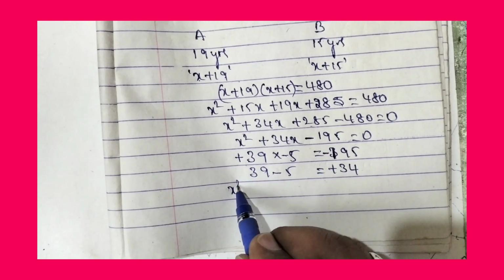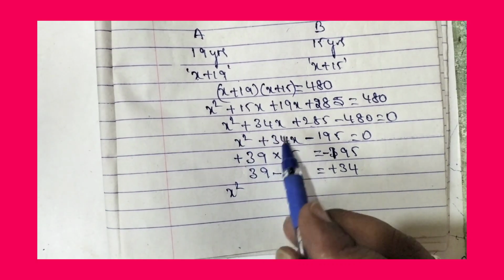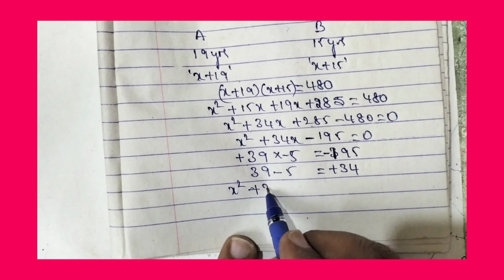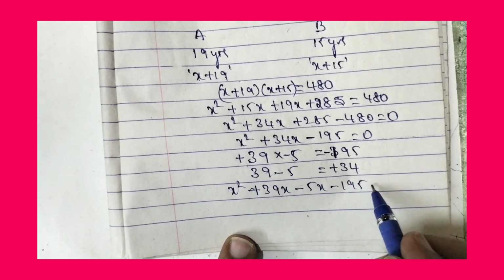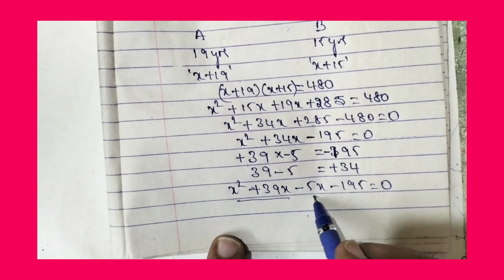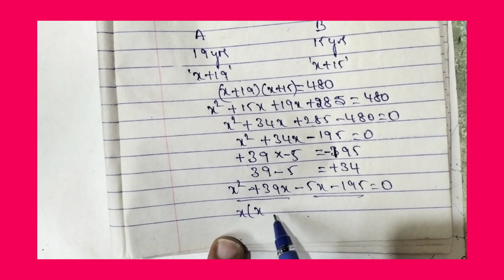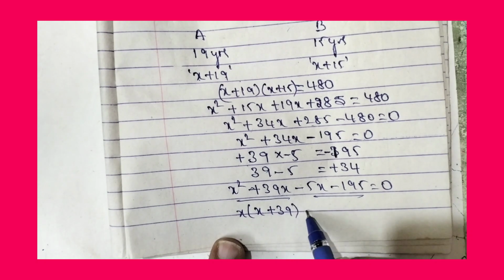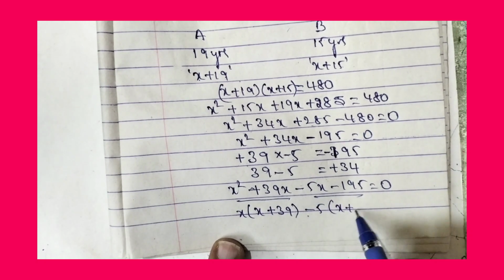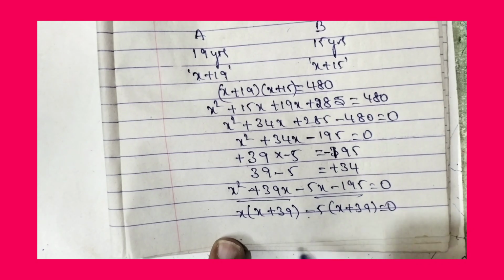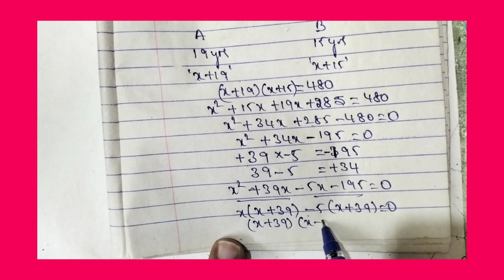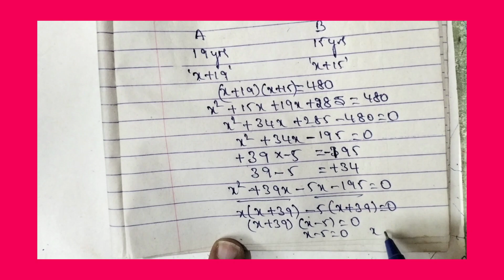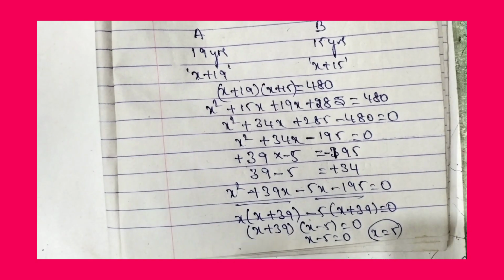So now x square as it is, this plus 34x can be written as plus 39x minus 5x minus 195, which is equal to 0. Make these two one group, these two one group. So x into x plus 39 minus 5 into x plus 39, which is equal to 0. So common x plus 39, what is the remaining? X minus 5, which is equal to 0. X minus 5 is equal to 0, x is equal to 5.